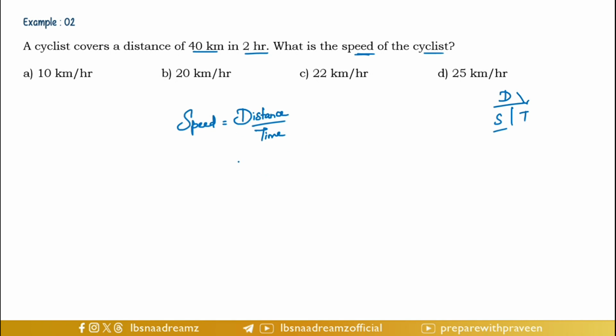Again, check whether they have given everything in kilometer and hour. Yes, kilometer, hour, kilometer and hour. So you don't have to convert anything, just apply the values here. Distance 40 divided by time 2. So 20. So the speed of the cyclist is 20 kilometer per hour. Option B is the right answer. Right? Let us move on to the next example.